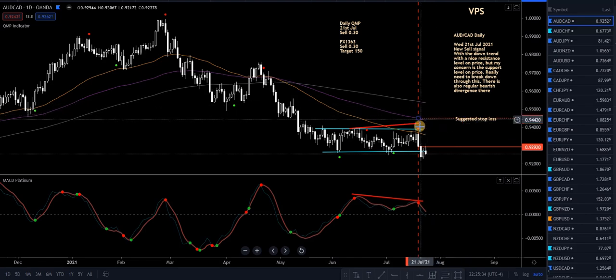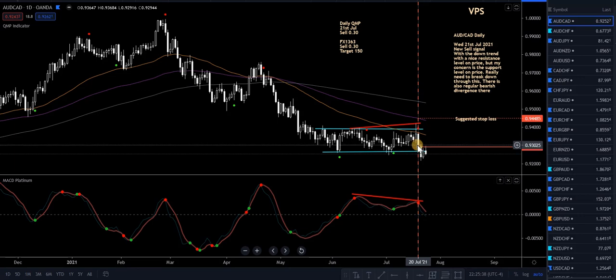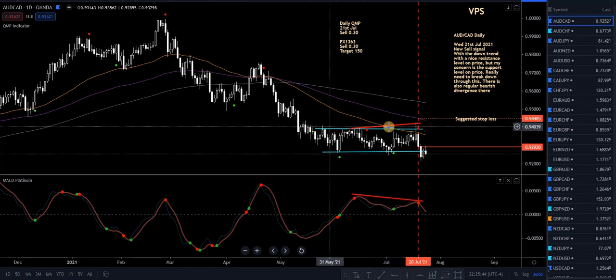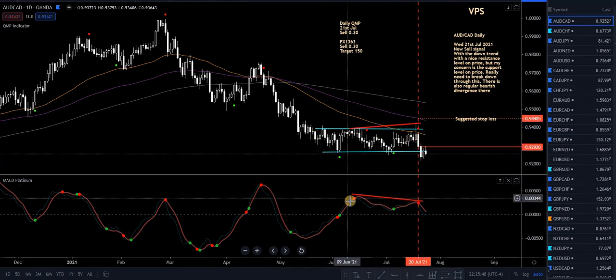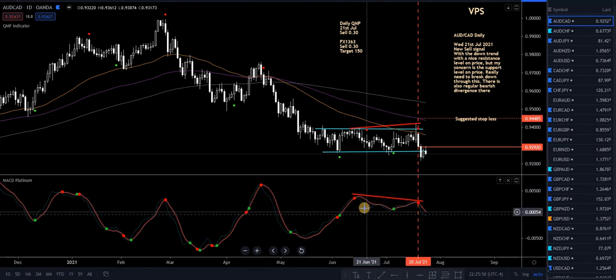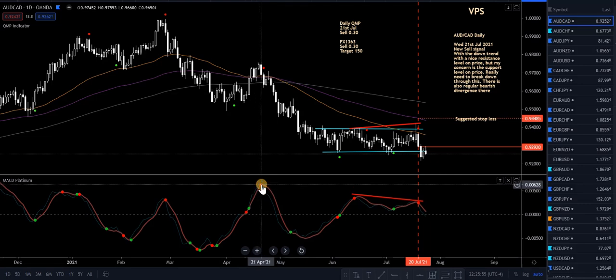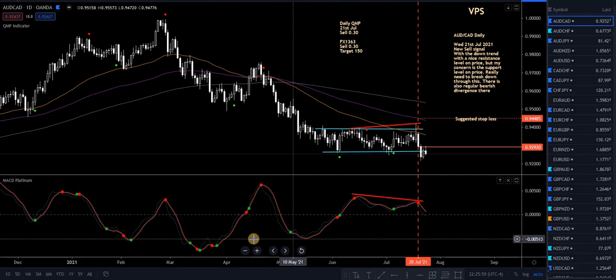The sells are designated by the red line, so it's the red solid line. That's the entry point roughly, so it's on the open of the candle there. There's a sell signal there. You've got resistance, support. It's very range bound, this pair. MACD Platinum, which is the indicator down the bottom here. The theory of this is we sell when it's above the zero level, that's this level here, and we buy when it's below the zero level.